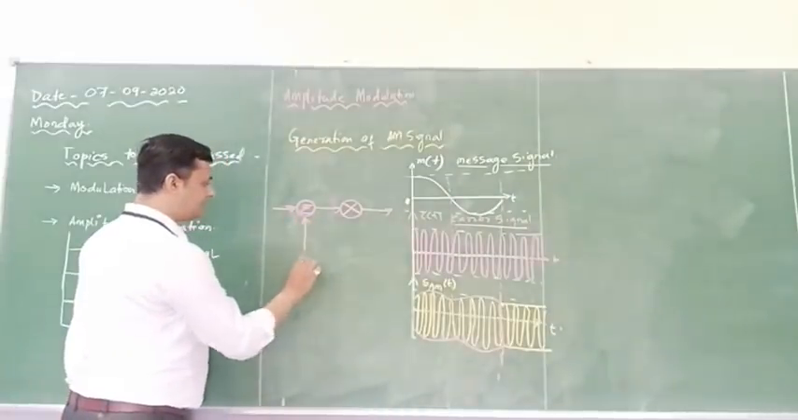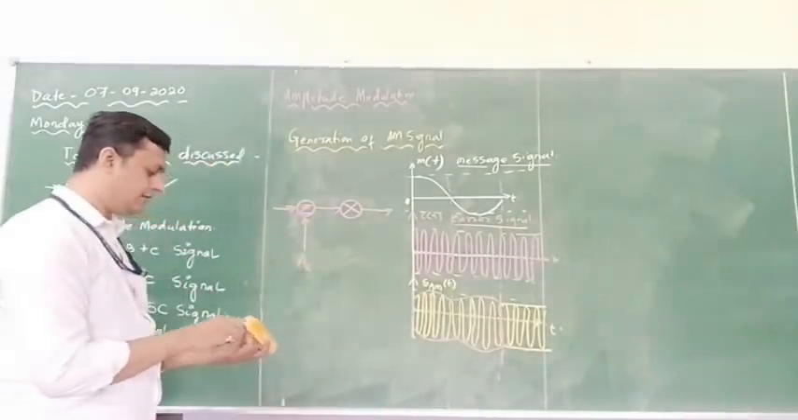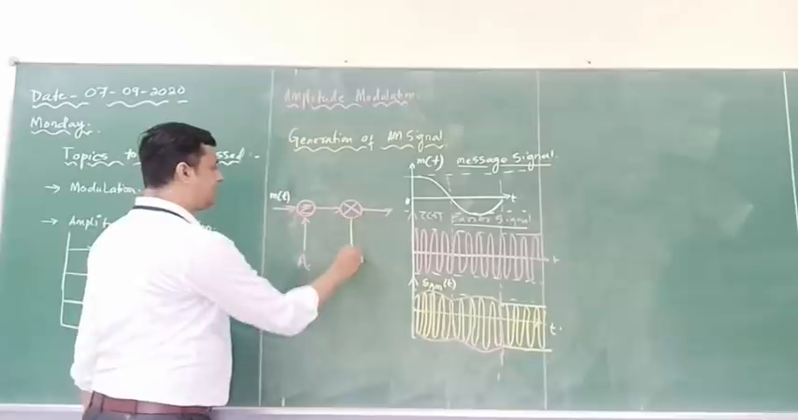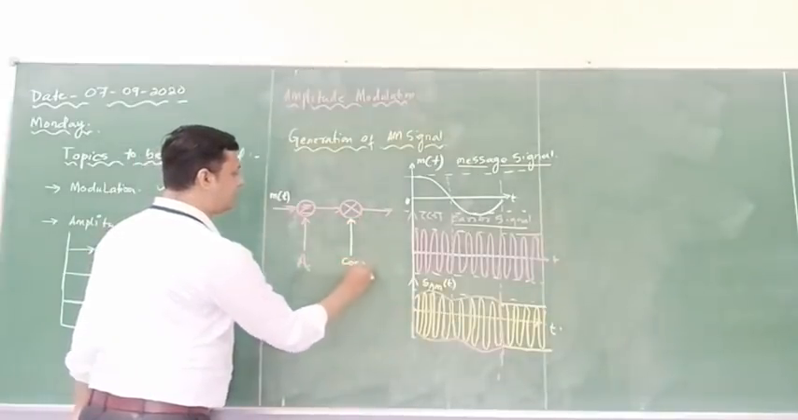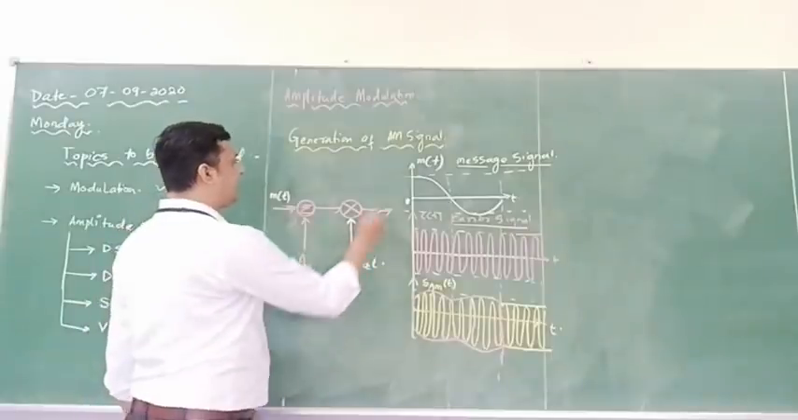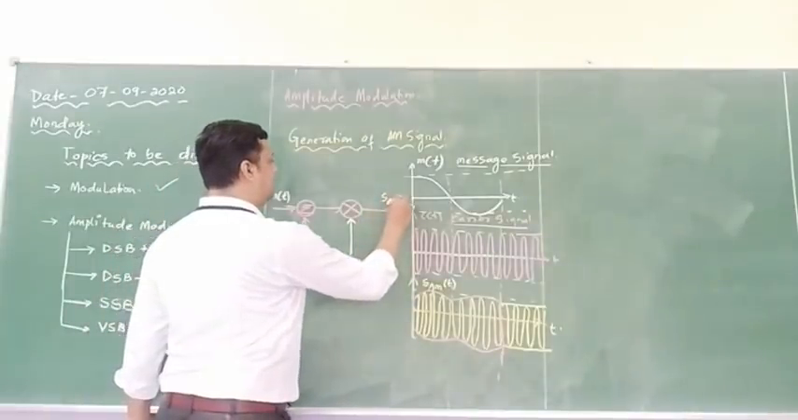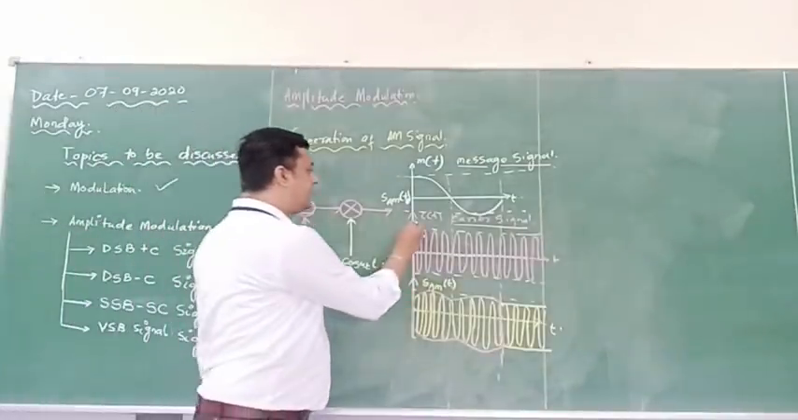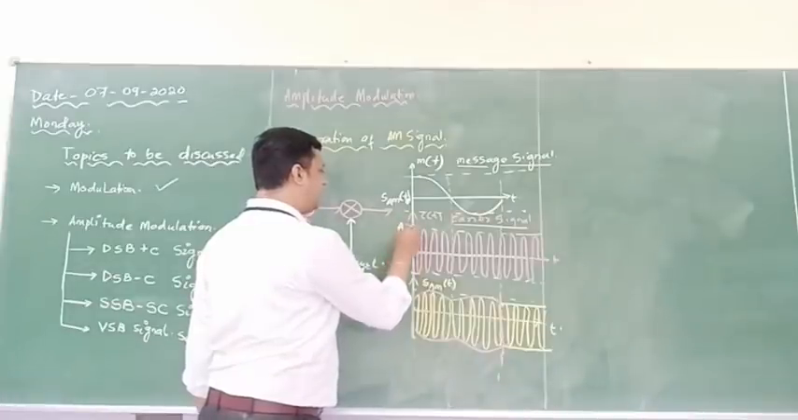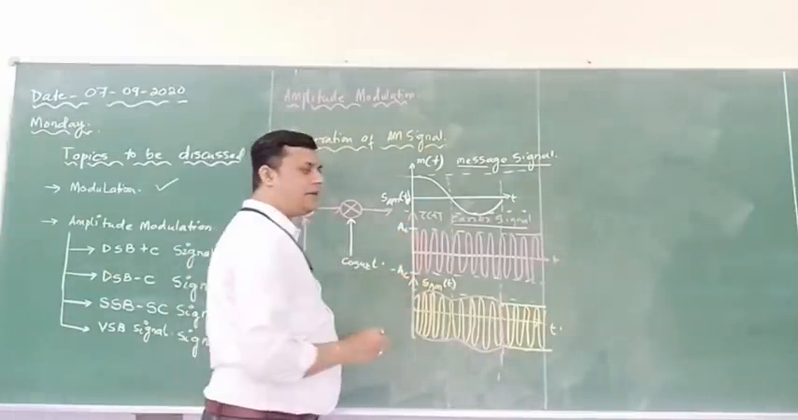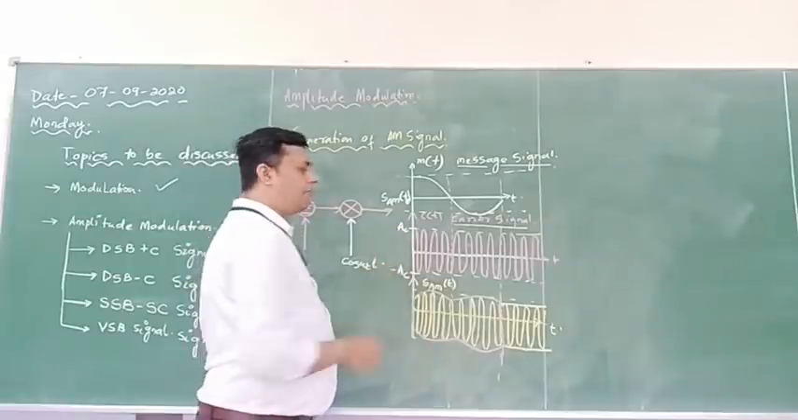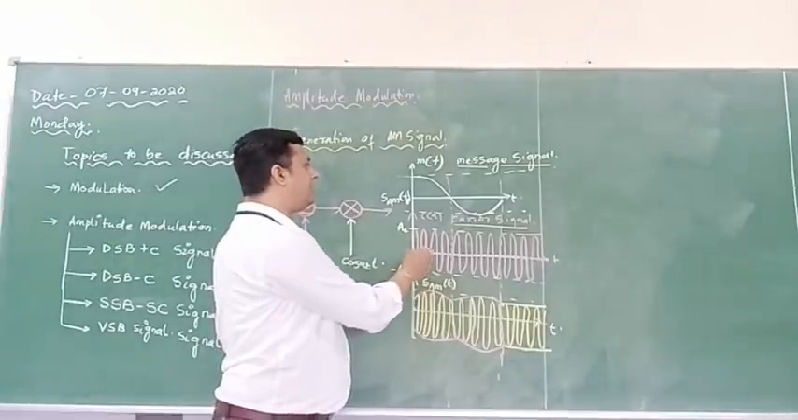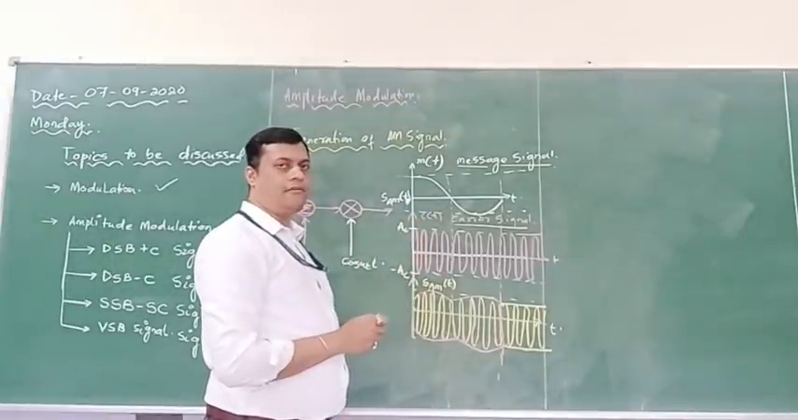So this is Ac, this is m of t, this is your cos omega c t, and this is your AM signal. Okay. Now here what happens? Here we are changing the characteristics. Ac means this is the amplitude of carrier, peak to peak value, plus Ac to minus Ac, and the time period is very less because the frequency is very high as compared to the frequency of modulating signal.